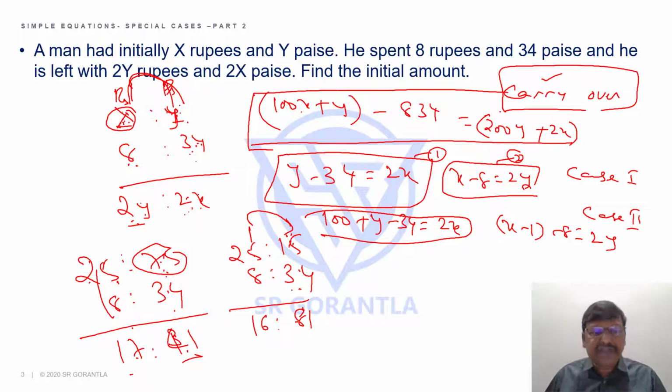Actually, if you are a little alert, you can eliminate one case right away. How? If I look at y minus 34 equals 2x, and x minus 8 equals y, from x if I subtract 8, I am getting 2y. If from x I am subtracting 8 and getting 2y, which is bigger, x or 2y? Obviously x is bigger.